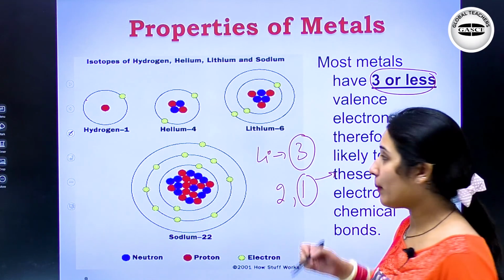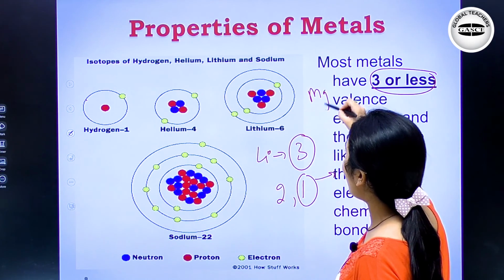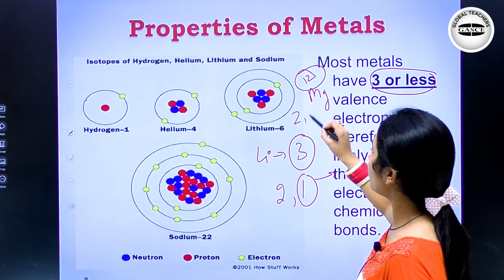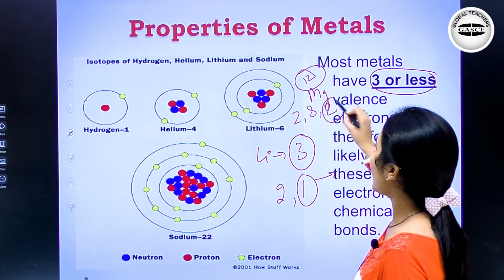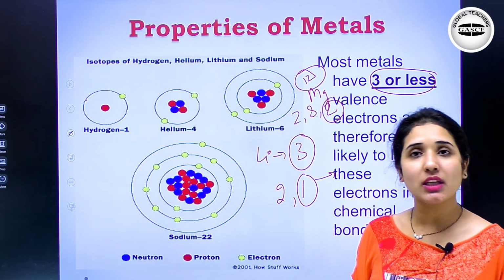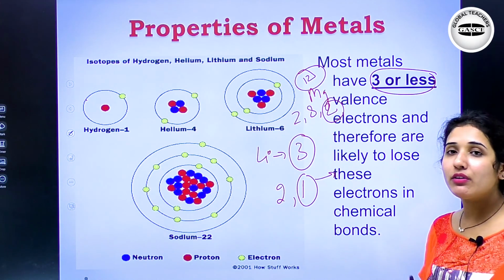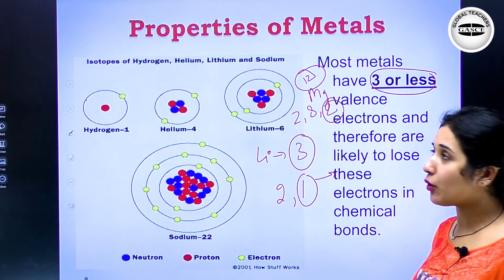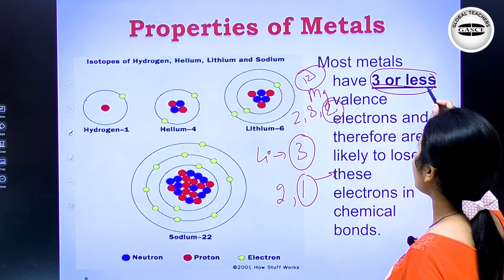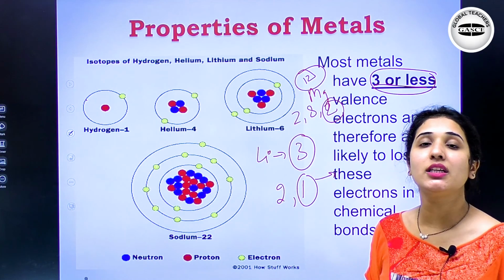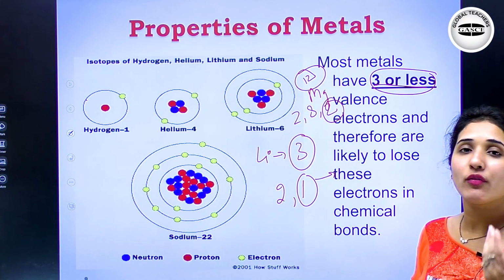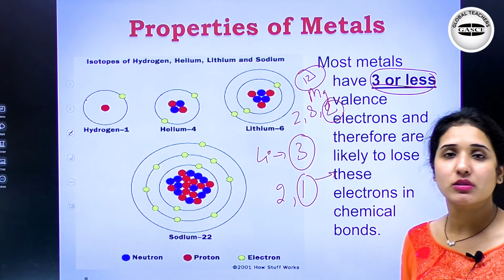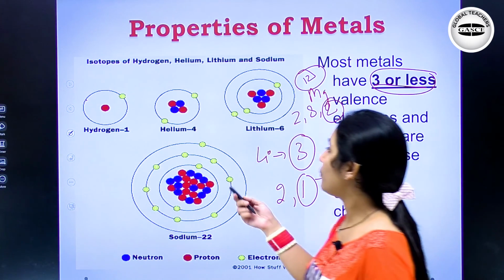Again, magnesium has atomic number 12. Its electronic configuration is going to be 2, 8 and 2. So again, it has 2 electrons in the outermost shell. Whatever metal you want to take, if you write its electronic configuration, it will have either 3 or less than 3 electrons in the outermost shell, or we can say all the metals have 3 or less than 3 valence electrons. Okay, let's move further.